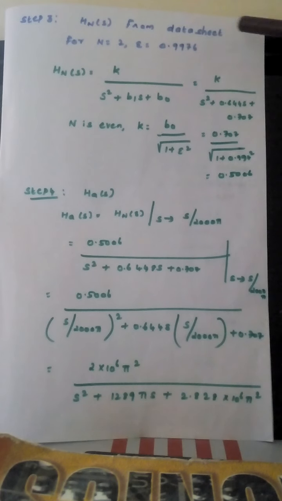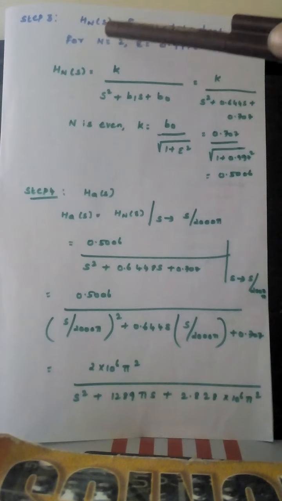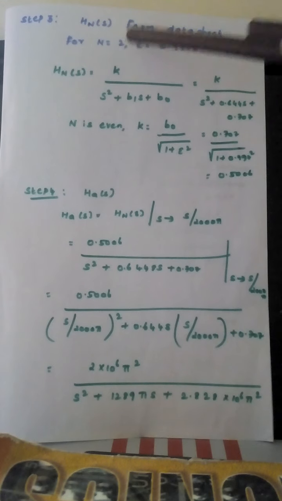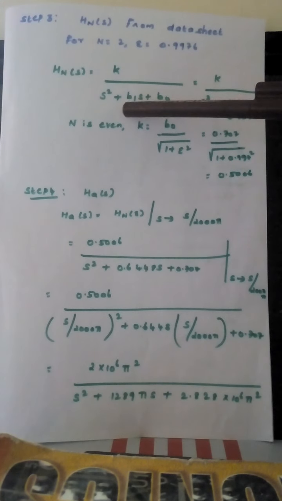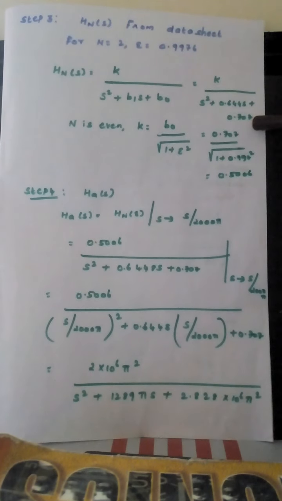I have already posted the data sheet in the group. In the data sheet you go to the third page, where you will find the epsilon value 0.9976. There you select the n value as 2, and you will get the b0 value and the b1 value. So here it is K divided by s square plus 0.644 s plus 0.707.